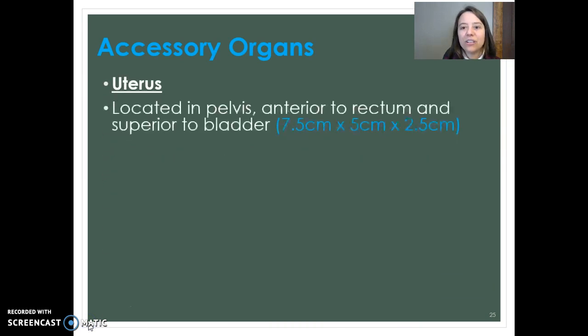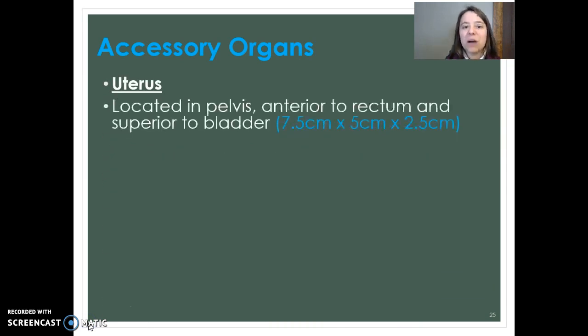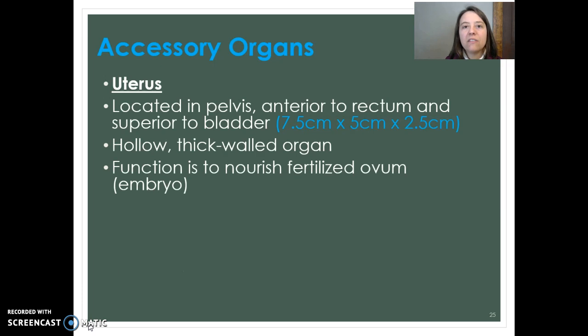Then there is the uterus. This is located in the pelvis, and it is anterior to the rectum and superior to the bladder. It is about the size of your fist, 7.5 centimeters by 5 centimeters by 2.5 centimeters thick. It is a hollow, thick-walled organ. And the function of the uterus is to nourish the fertilized ovum, also known as an embryo, as it grows.